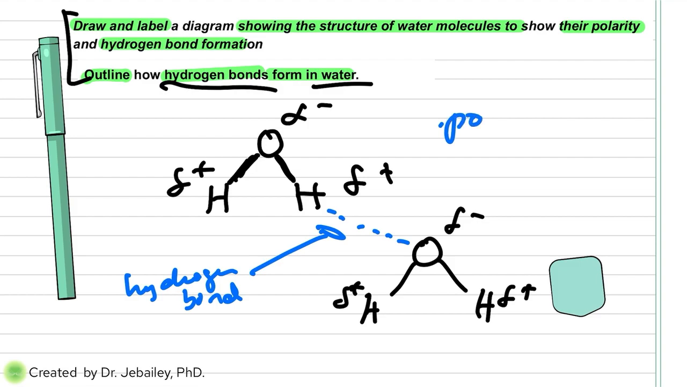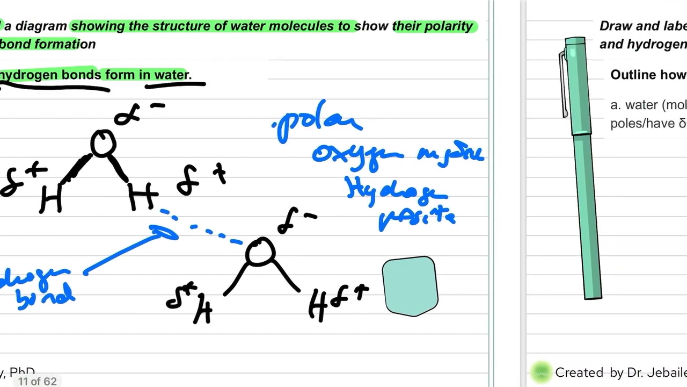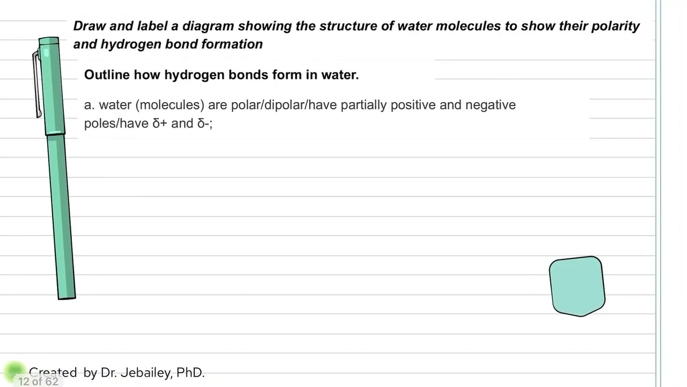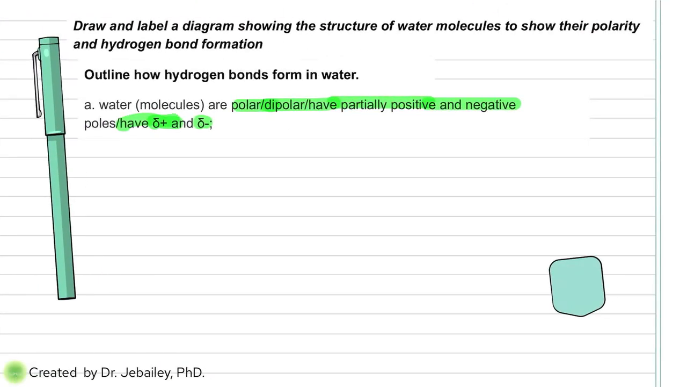You can say that it is polar, and you can say that oxygen is negative and the hydrogen is positive. So all of these things can get you points, okay? So let's look at the mark scheme. In the mark scheme, it says water molecules are polar, dipolar, or have partially positive and negative charges. Or you can put the symbols that I did. So just doing the drawing, you get that point, as you can see here. I did the drawing and I show these. That's enough to get those points.